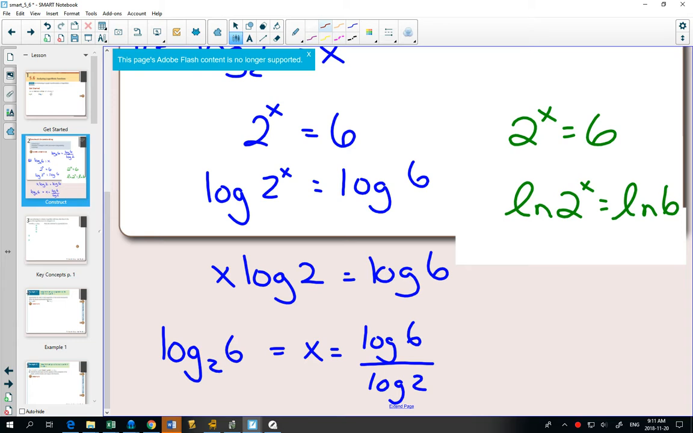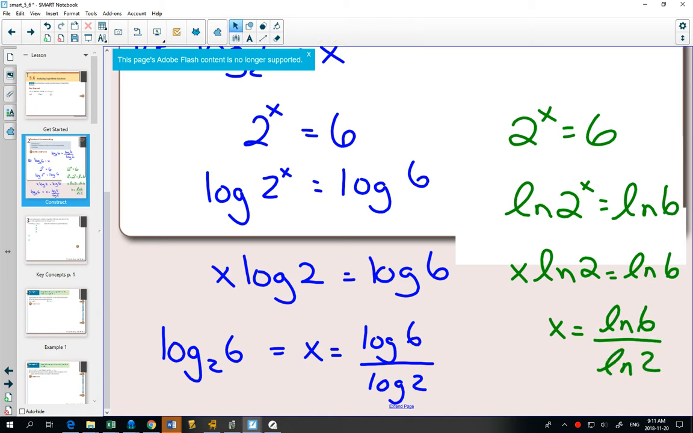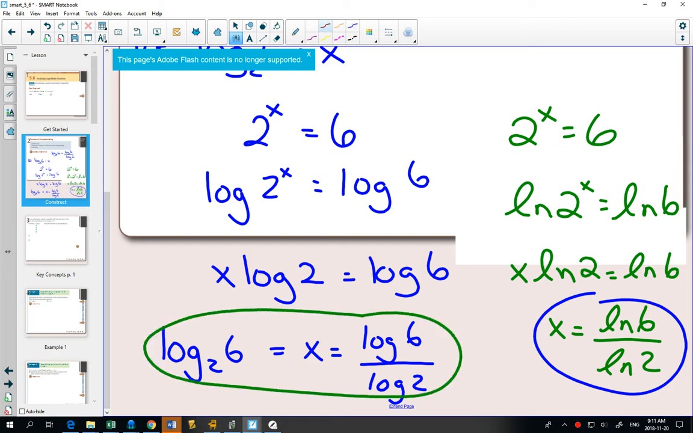Natural log is the same as a log. A log has a base of 10. Natural log is a log with a base of e. But all the same log laws apply. What happens when you have an exponent inside of a log? It can come out in front. Natural log of 2 is a number. How do I get x by itself? I'd have to divide by natural log of 2. So this is equal to these. They're all the same.